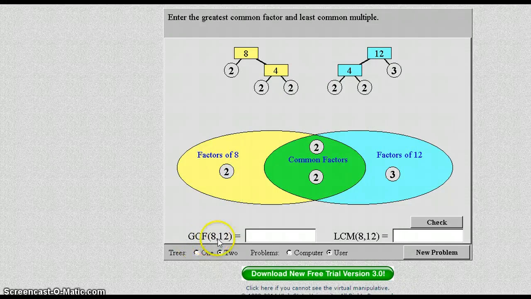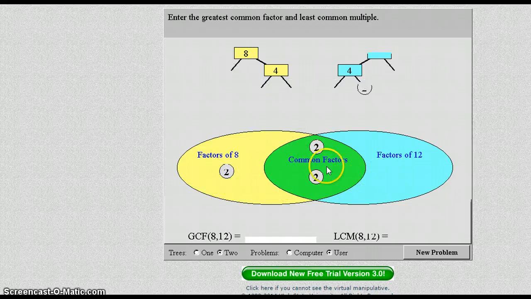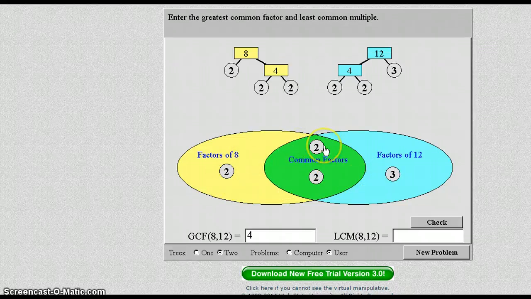Now it's asking us to find the GCF. Well, the GCF is the product of these two numbers. 2 times 2 is 4. And the LCM is the product of all the numbers in the chart right now. So 2 times 2 is 4, times 2 is 8, times 3 is 24. Now let's check our result, and it's correct.